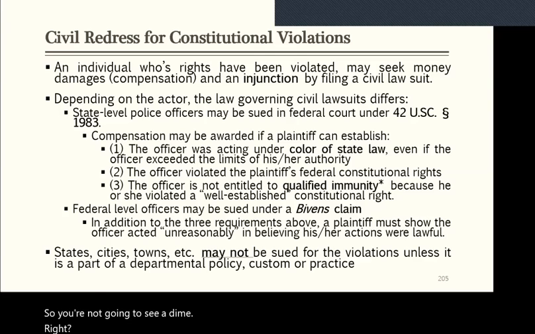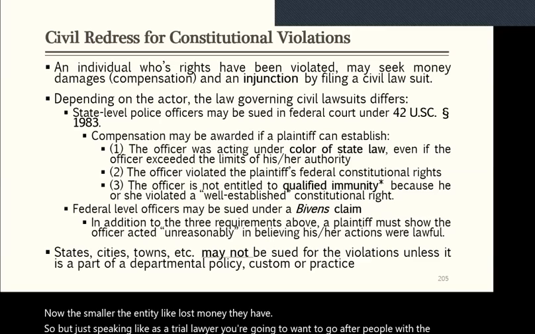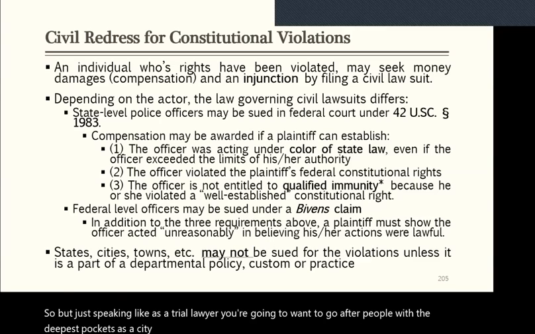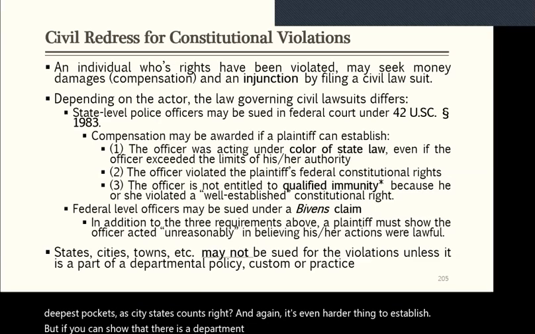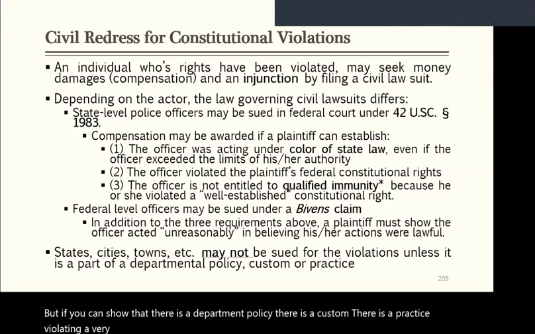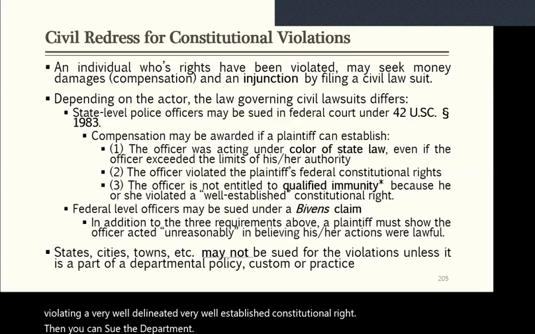On the other hand, states have money, right? That's what taxes are. They have money. Now, the smaller the entity, the less money they have. But generally speaking, as a trial lawyer, you're going to want to go after people with the deepest pockets, right? As the city, states, towns, right? And again, it's an even harder thing to establish. But if you can show that there is a departmental policy, there is a custom, there is a practice of violating a very well delineated, very well established constitutional right, then you can sue the department. Beyond that, they are immune.